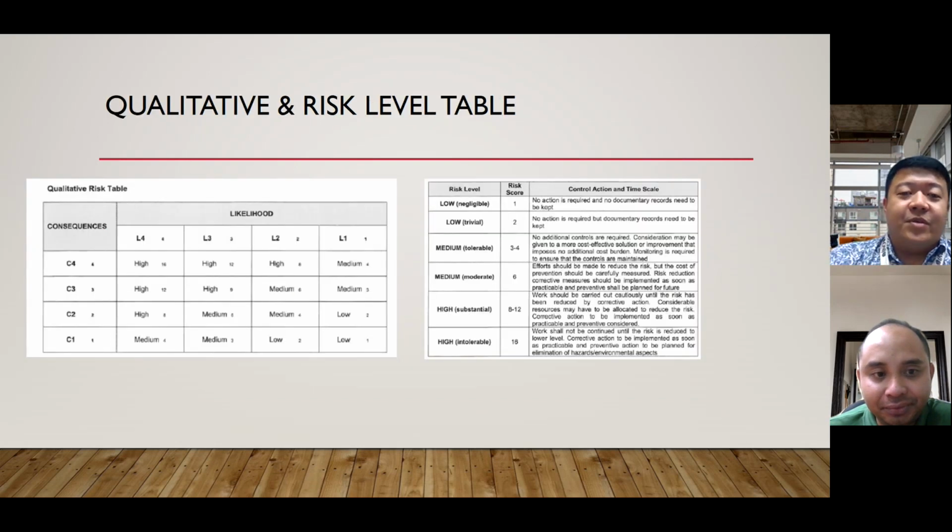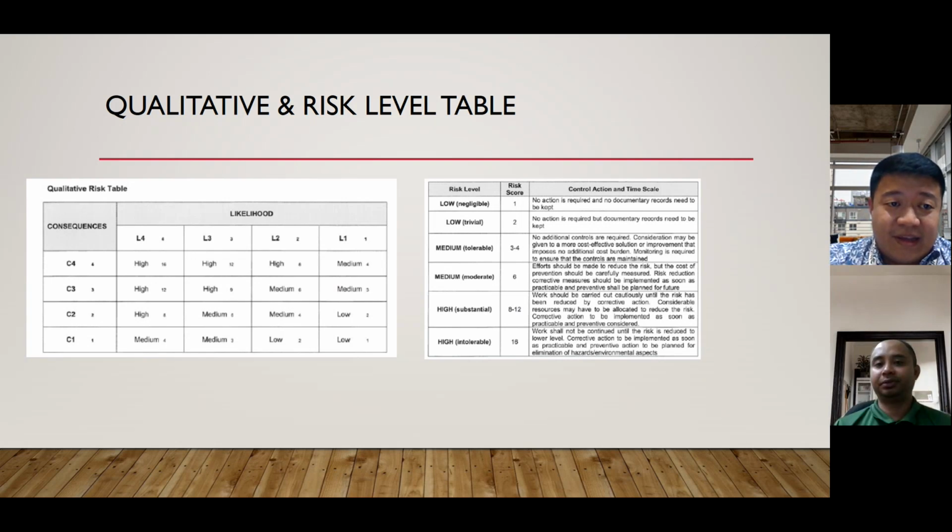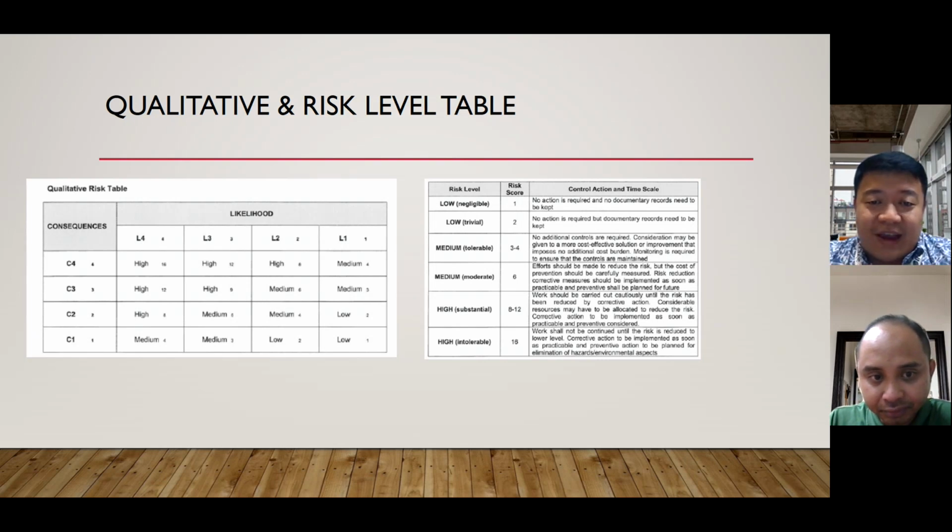Okay, as you can see, you have the qualitative risk table, and then you have the risk level table. From here, we can see, for example, if the consequences is C4 very high and the likelihood is very high L4, then you get a high risk level. And then to get the numerical function, you times 4 to get 16. So from here, if you refer to the risk level, it will categorize under high, intolerable, which means that the work shall not be continued at all until the risk is reduced.